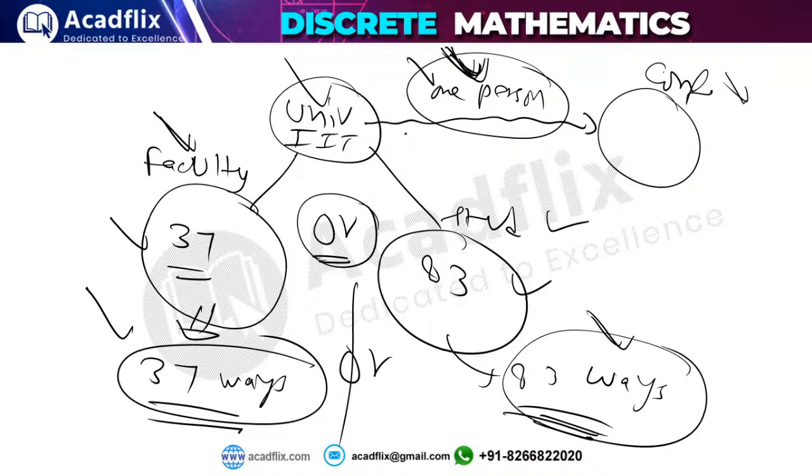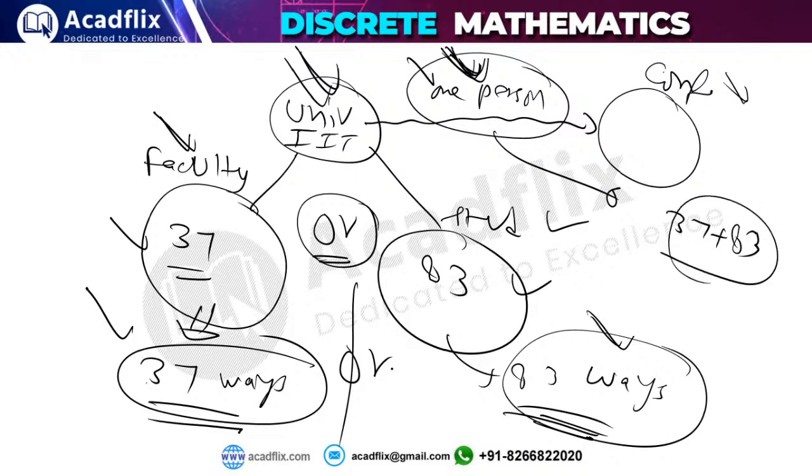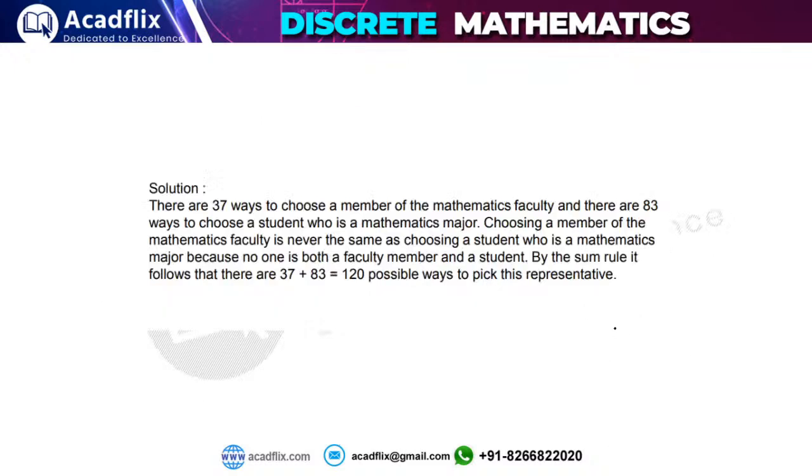So finally, how many ways are there to complete this task? This will be 37 plus 83. So the answer will be 37 plus 83, because of this or, because either you can complete this task or you can complete this task. So you can go through this explanation.